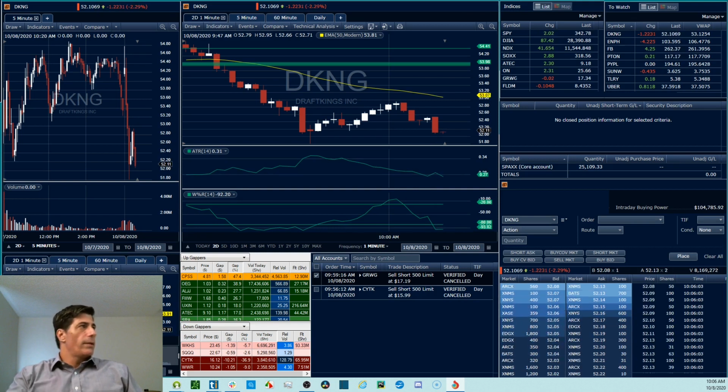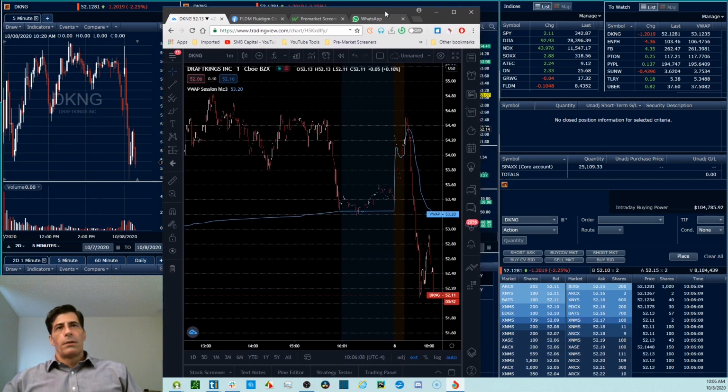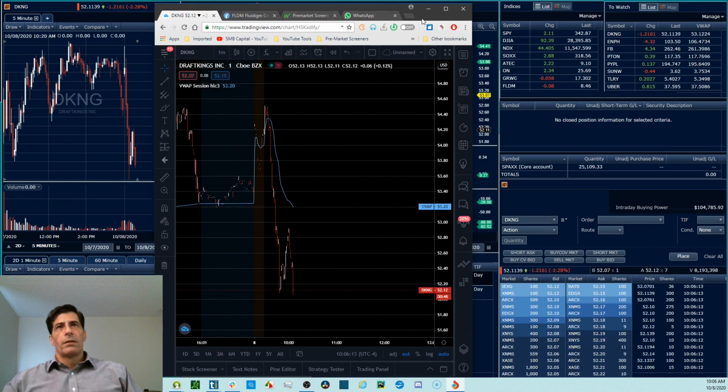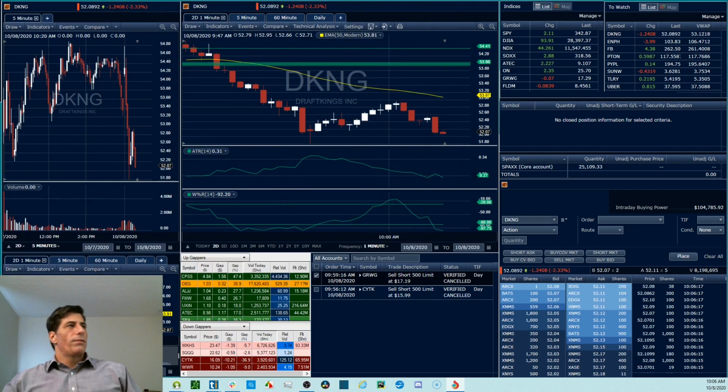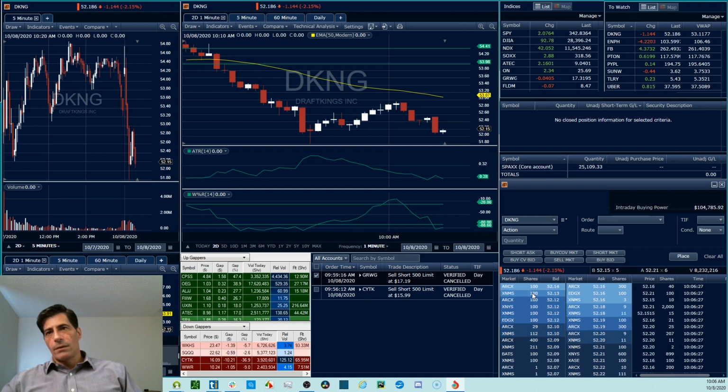Let's take a look at VWAP on the other screen. It's obviously way below VWAP. So you can see it here. Is it going to make the fit? So the next level is 52.00. So let's see what happens here. I doubt it goes through 52. Maybe I should step in here.